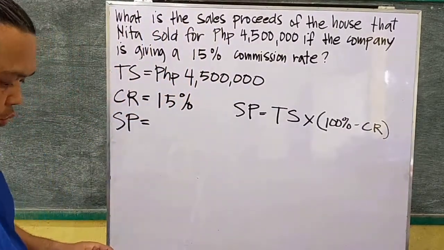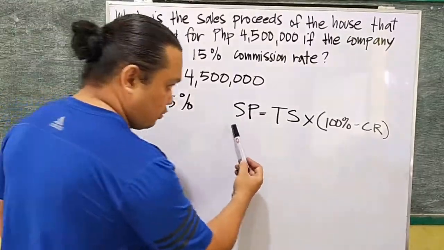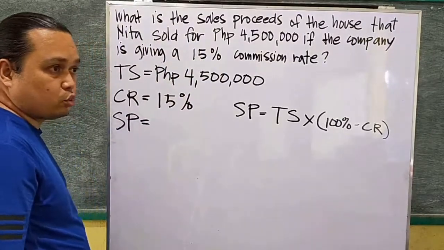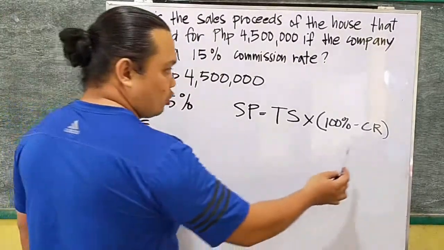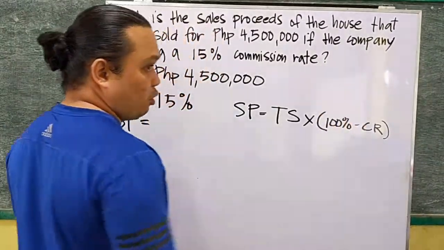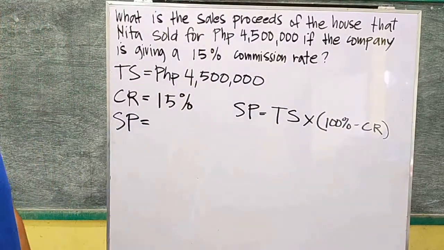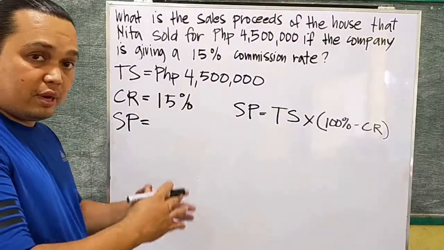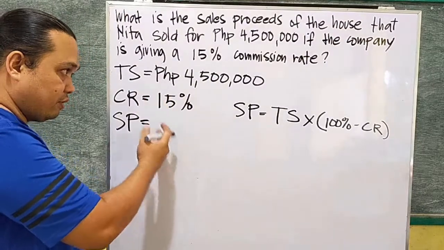So we are going to use this formula. Why? Because what is given is the commission rate. So we have the formula, and we have the given here.